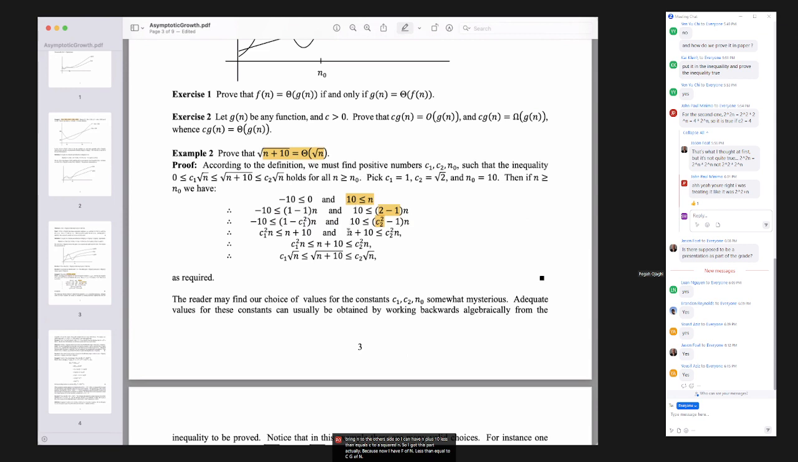Because after this part, what I'm going to do, I have this part actually. So I write, okay, n plus 10 is less than or equal to C2 squared n. And then I take the square root. So you can see here, this is going to happen. This is the first part. I just proved the first one. It means I just need to consider C2 squared to be equal to 2. That's it. I found C2 right away. Does it make sense?